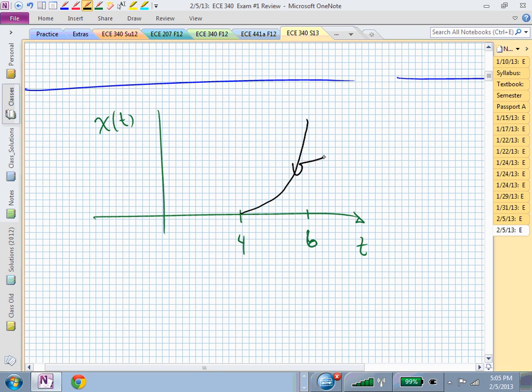And then maybe they tell you this looks like t minus 4 squared, where it's non-zero. And now they ask you, is this an energy signal? Is it a power signal? Is it neither? And what would you be inclined to say? Or are you inclined to say anything at this point? You need to be able to define that or identify that by the time of the exam.